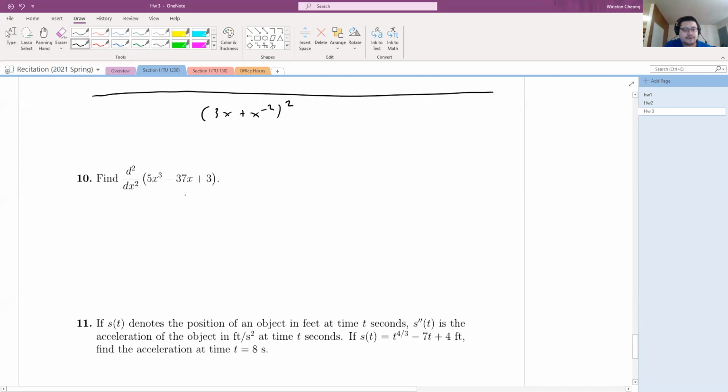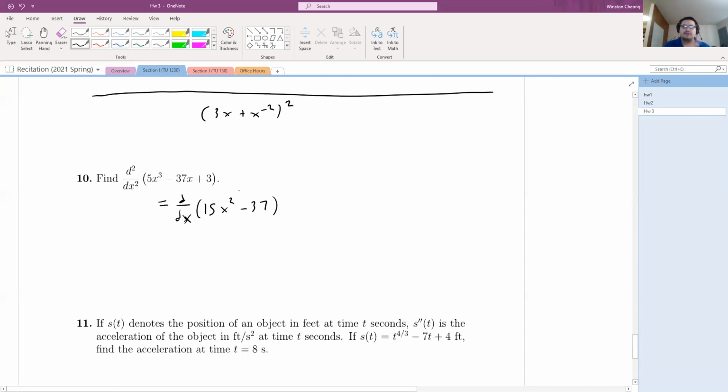Okay, so first we're going to take one of the derivatives. Basically, we peel off one of the derivatives and we actually apply that, but then we're going to have another derivative operation that we have left to do. So I can write it like this, and then let's see, 15x squared minus 37.